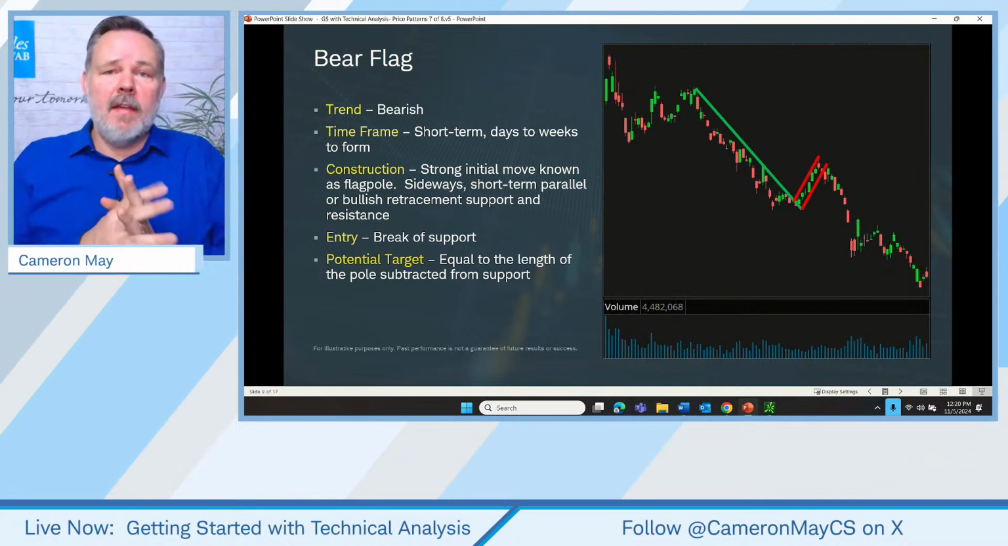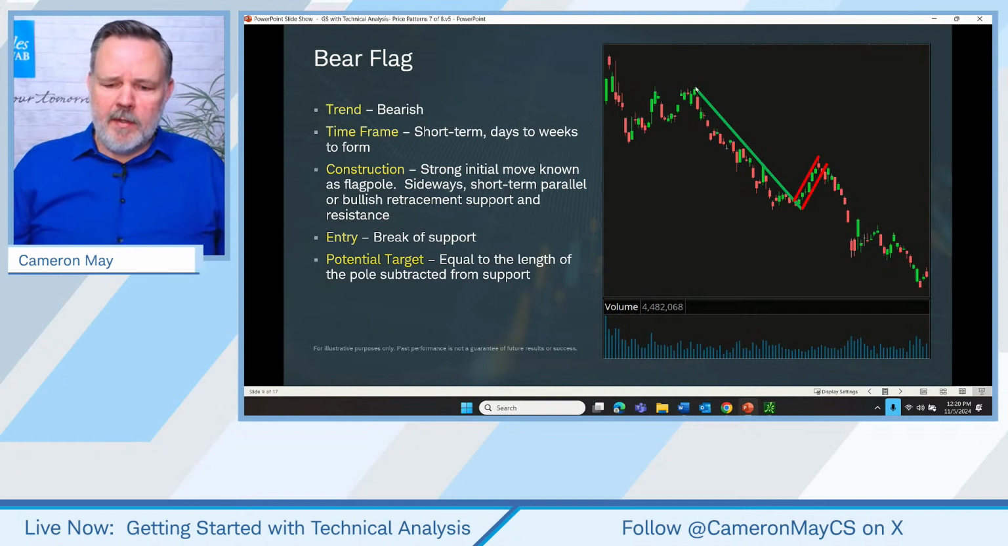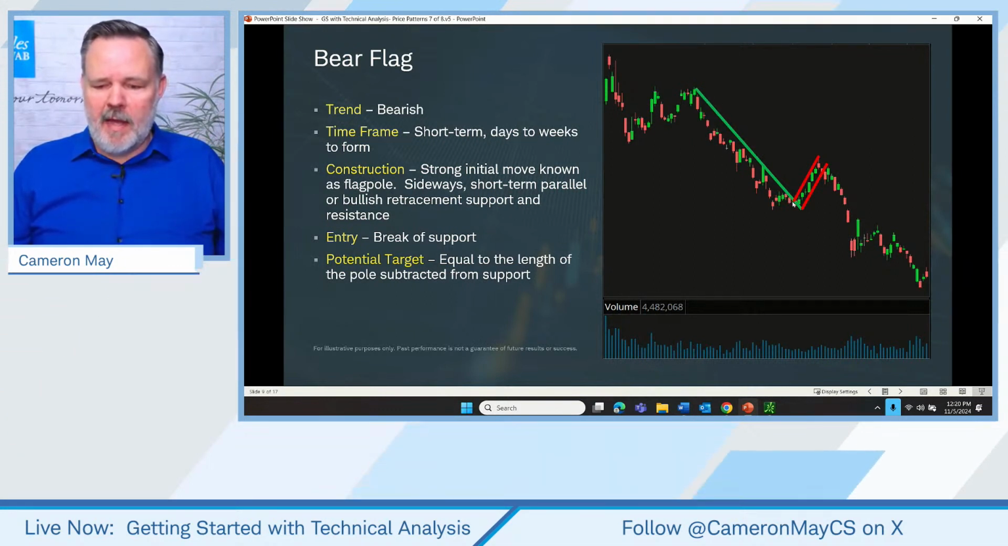So in this case, it could be profit taking on bearish trades, but also when a stock falls hard, like this one, here's our example of a flagpole. Some buyers might actually see that.